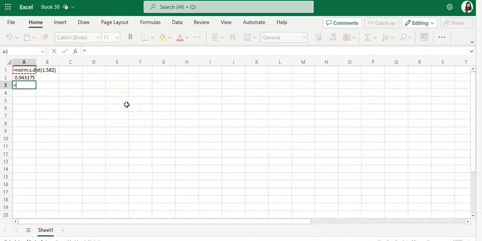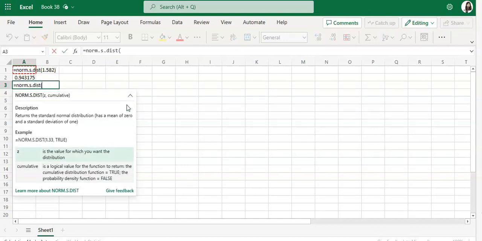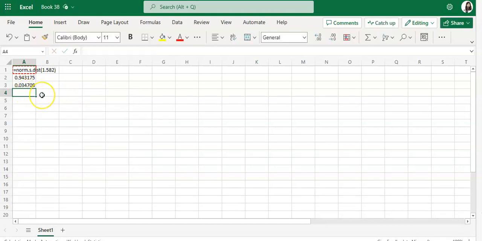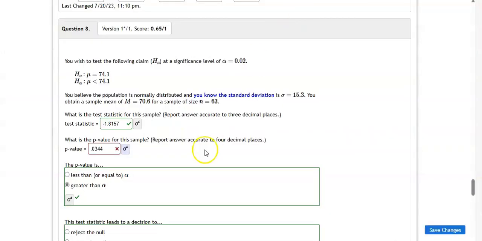And we'll put in equal norm.s.dist, negative 1.8157, true, and it gives 0.0347. So it looks like if you were using perhaps the table, it pulled you off a little bit for your p-value. So use Excel. That'll help you with these p-values.